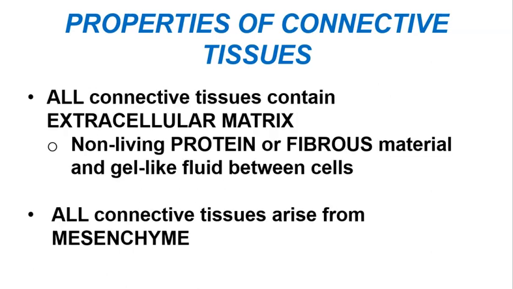So we're going to see that the connective tissues are incredibly diverse in both their structure and their function. Much of that diversity is due to the composition of the extracellular matrix, which is a protein or fibrous material along with a gel-like fluid that exists between the cells of the connective tissue. The extracellular matrix can be soft and flexible, or it can be hard and rigid. Mesenchyme is an embryonic connective tissue that gives rise to all of the connective tissues that we see in the human body. This means that all of the connective tissues have a common embryonic origin.